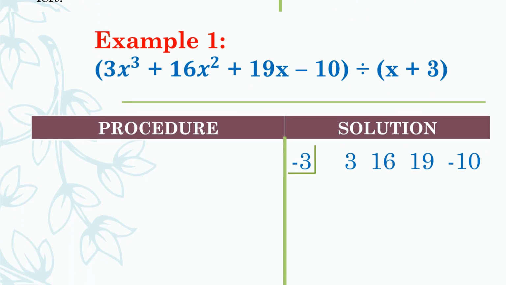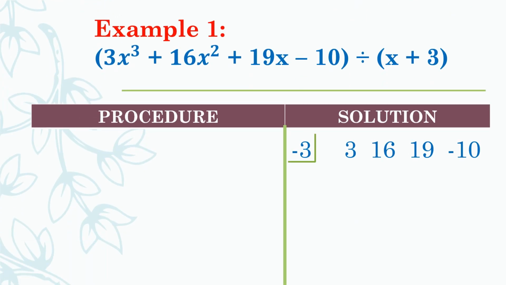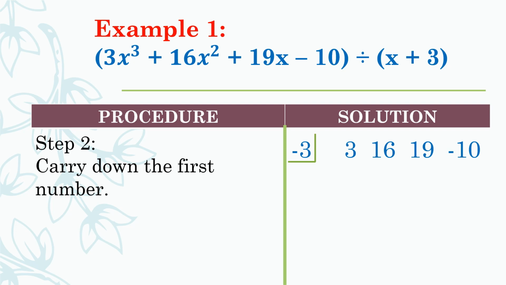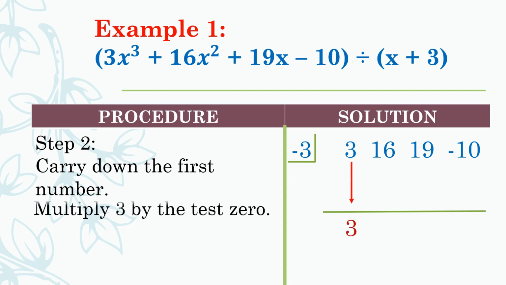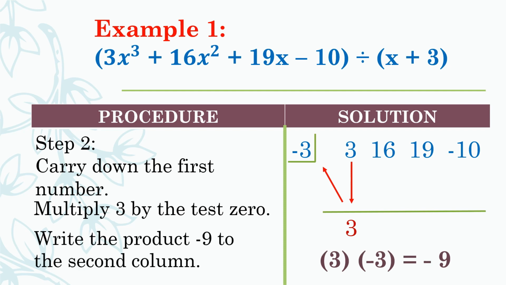Now, let's proceed to step number 2. Carry down the first number. The first number in the row is 3. And then, multiply 3 by test 0. So, 3 times negative 3 is equal to negative 9. Write the product, negative 9, in the second column.